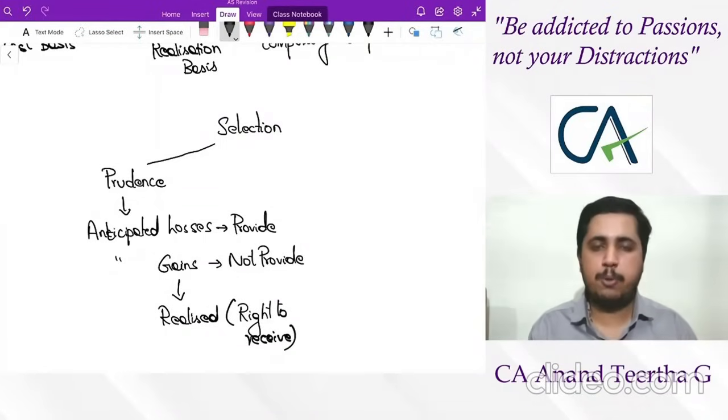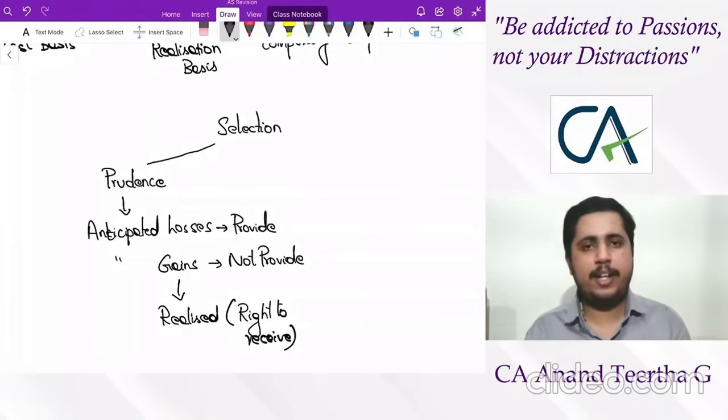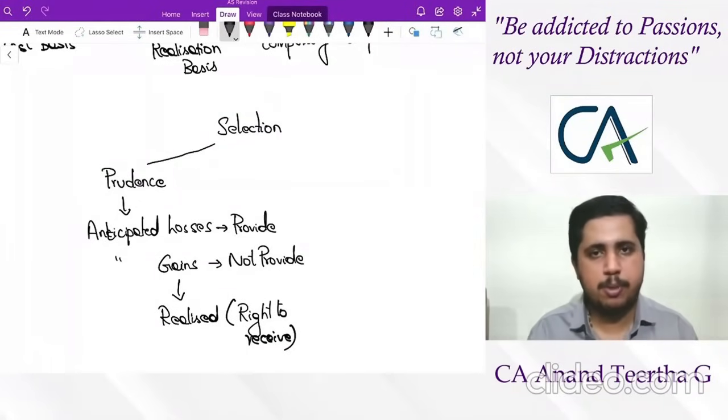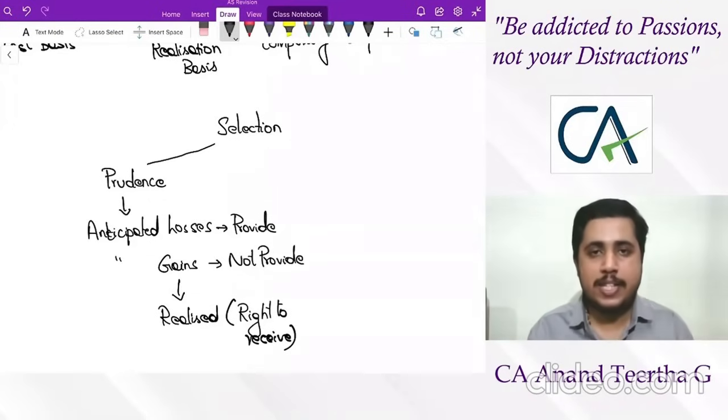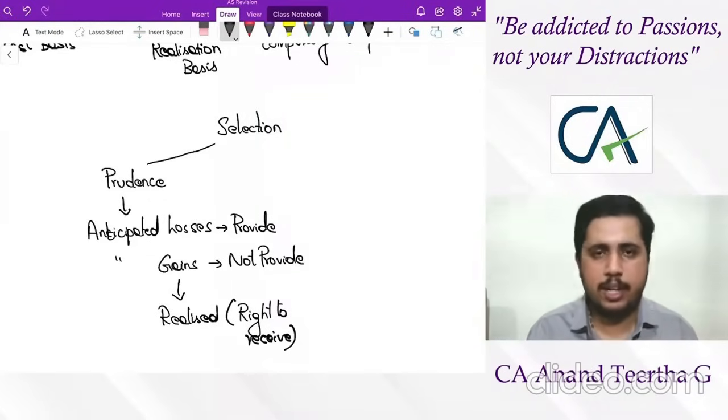So this is prudence. So anticipated losses can be provided in the books or should be provided in the books, but gains never. It should be done only when it is realized. Realized doesn't mean receipt. Realized basically means received or right to receive. So right to receive is established, that is more than enough.